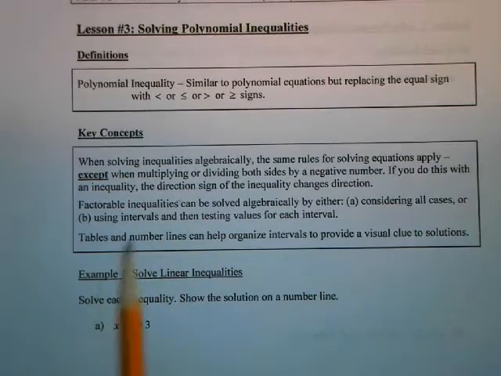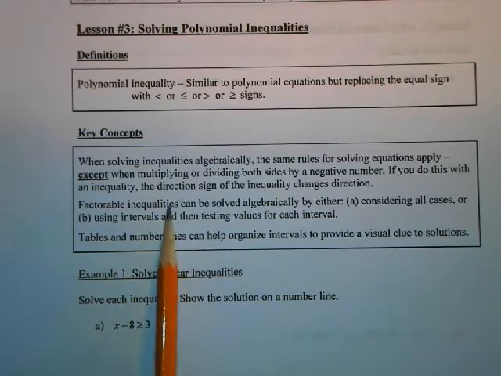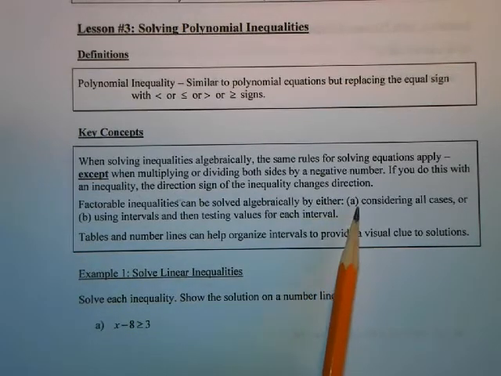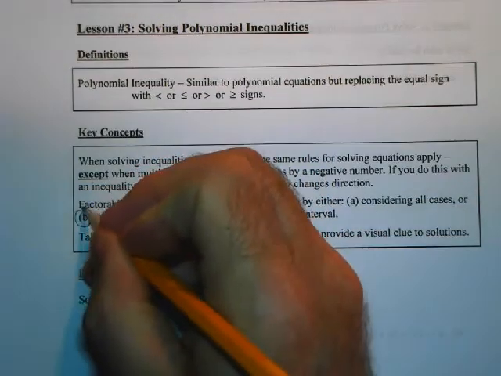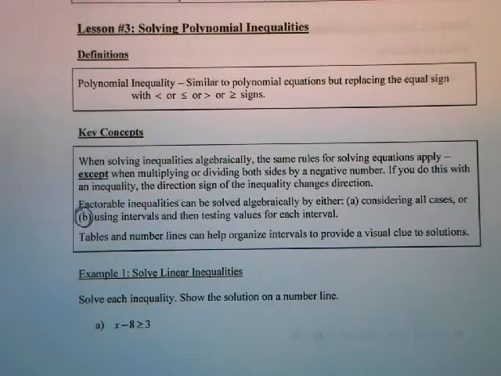Once you get into polynomials that are higher than linear, like quadratic or higher, there are two major ways you can do it. One is to look at all the possible cases, and the second is using intervals and then testing values for each interval. The method I vastly prefer is the second one, and that's what I'll be doing for these quadratic or higher inequalities.